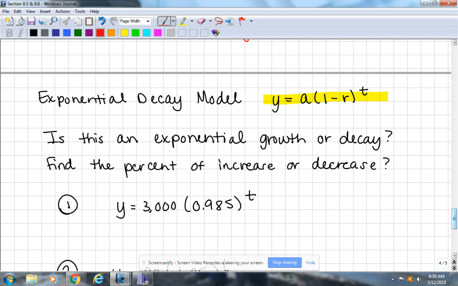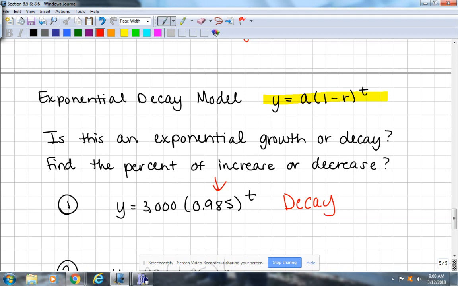Makes sense. All right, so they're going to give you a formula, and you tell me if it's a growth or a decay, and I'm going to show you the trick to determine that. And then you have to find what percentage the increase or decrease was. So the trick to knowing if it's a growth or decay is look in the parentheses. If it's more than 1, it's a growth. If it's less than 1, it's a decay. That's it. So is this number more than or less than 1? Less than, so it's a decay. You just look there.